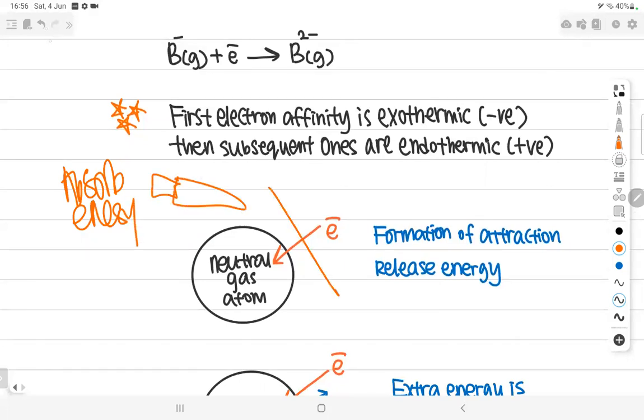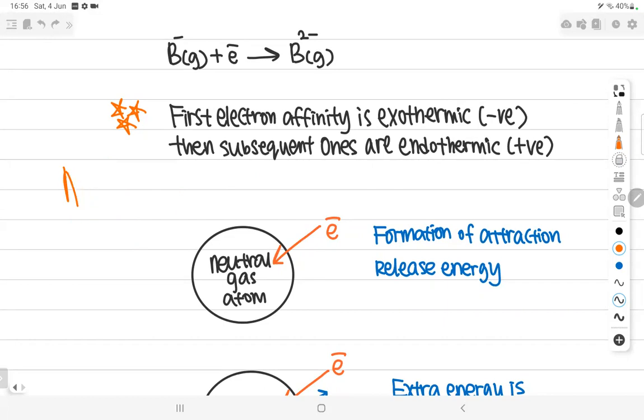No point, lah. Why do you want to break the bond? If you break the bond here, then this electron cannot come in already. So you are not absorbing the energy, but you want to release it. Okay, now this is something very interesting already. Why are the subsequent ones, the second electron affinity, third, fourth, and so on, endothermic?